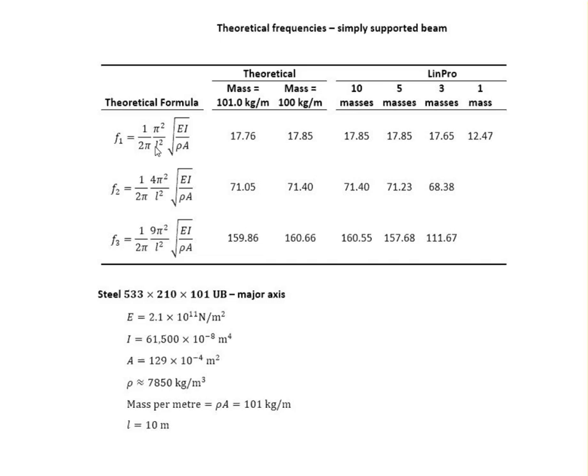And EI over L, I suppose more strictly it would be the stiffness. So the L squared can come, yeah. Is that right?